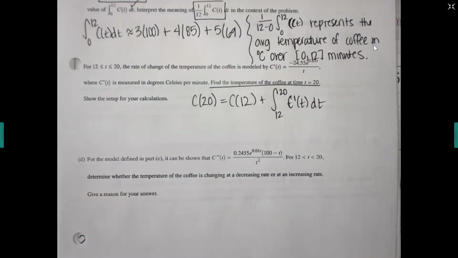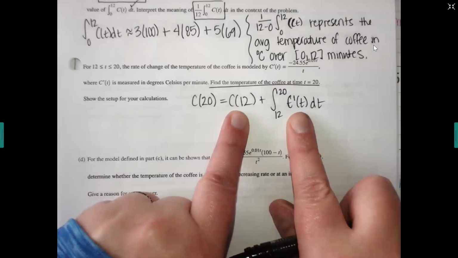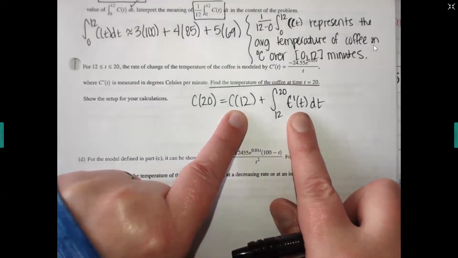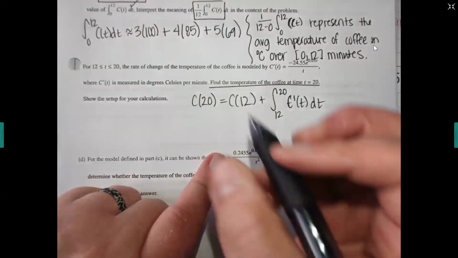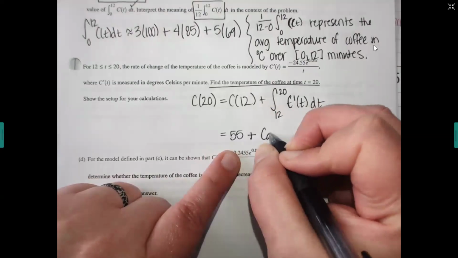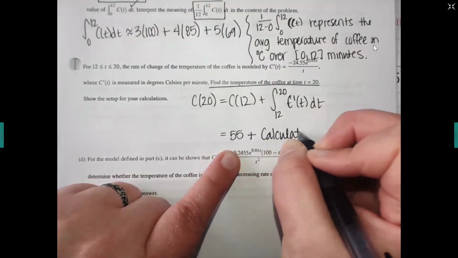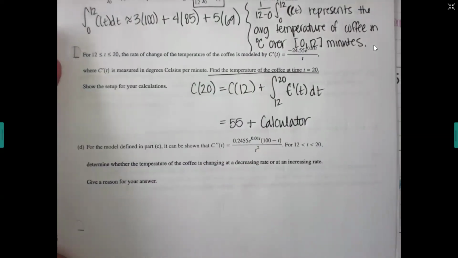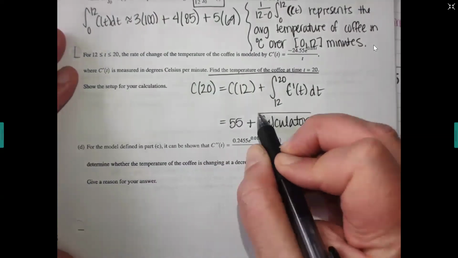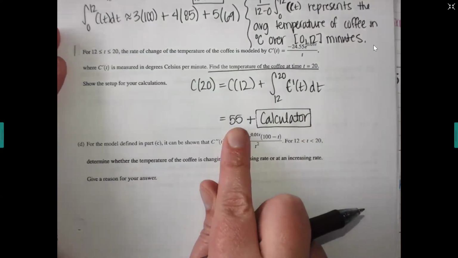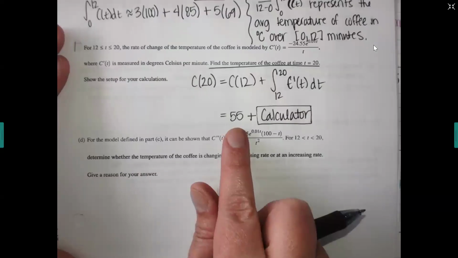And remember, you would not do this by hand, you would do it in your calculator. So what is the coffee's temperature at 12? Pull it out of your table. 55 plus. And then rather than having you type that in, I'm just going to put calculator. I'm assuming at this point you know how to do that. So you would find that number and then add it to the 55. Do you feel like you could do that?